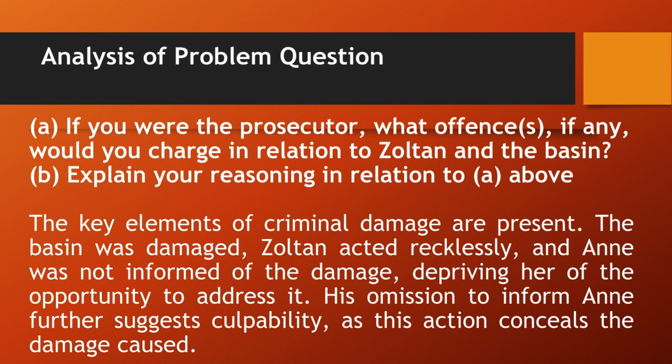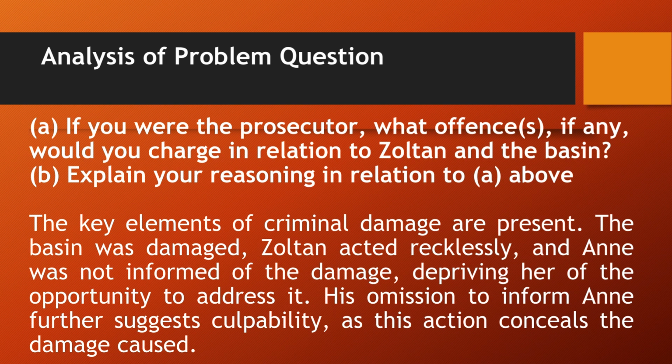The key elements of criminal damage are present. The basin was damaged. Zoltan acted recklessly, and Annie was not informed of the damage, depriving her of the opportunity to address it. His omission to inform Annie further suggests culpability, as this action conceals the damage caused. In other words, the actus reus of criminal damage involves the destruction or damage of property, and the basin's crack and subsequent leakage qualify as such damage.